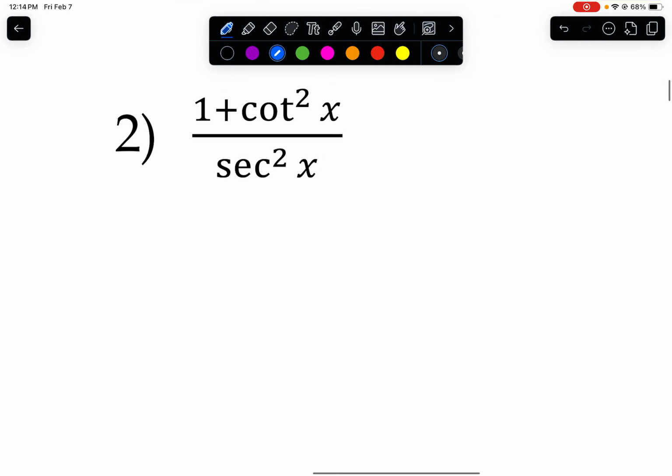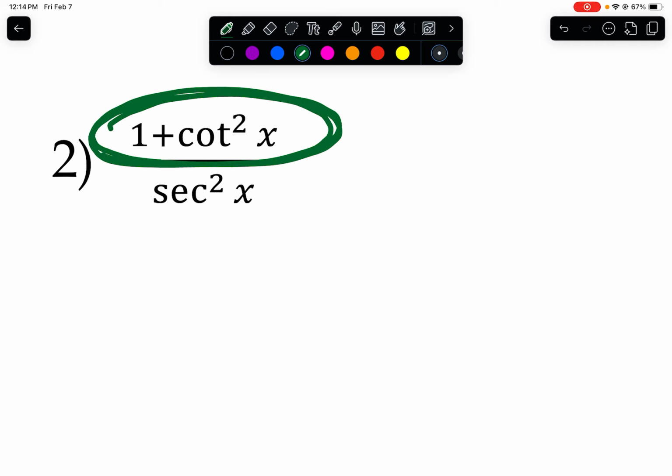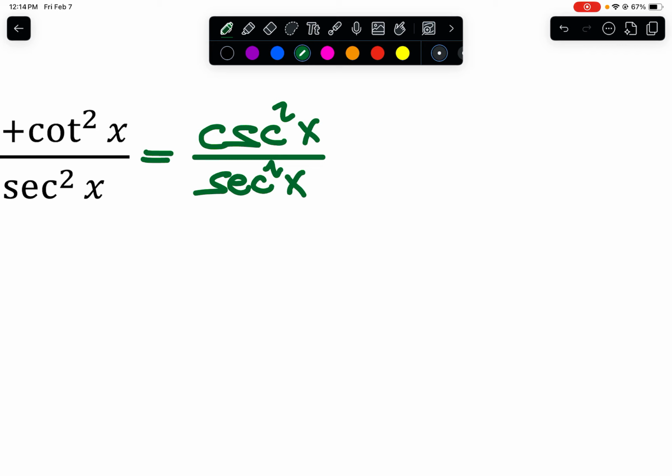Number 2. I feel like using green today. Let's use green. All right, now over here, I'm going to use a Pythagorean identity. So 1 plus cotangent squared x is going to be equal to cosecant squared x. So cosecant squared x over secant squared x. And then I'm going to change these to terms of sine and cosine. So cosecant squared x is the same as 1 over sine squared x, and then secant squared x is the same as 1 over cosine squared x.